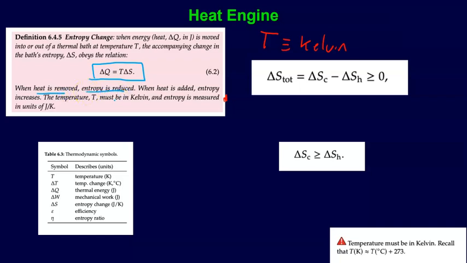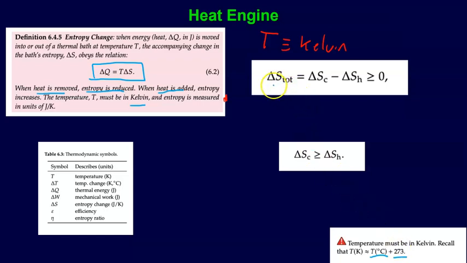If you have some system and you take heat out of it, the system is going to slow down, become more ordered. The opposite, if heat is added, entropy increases and it gets more disordered. One note here is that temperature must be in Kelvin. Kelvin, as we've mentioned, is just the centigrade temperature plus 273. So it's not a tough thing to do, but it's easy to forget. So just try to keep that in mind.